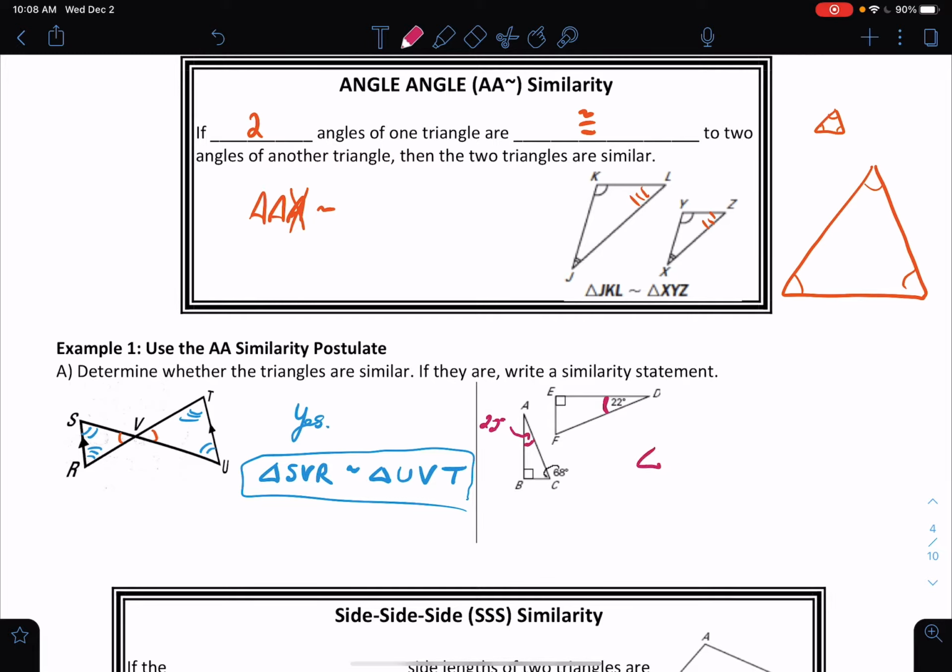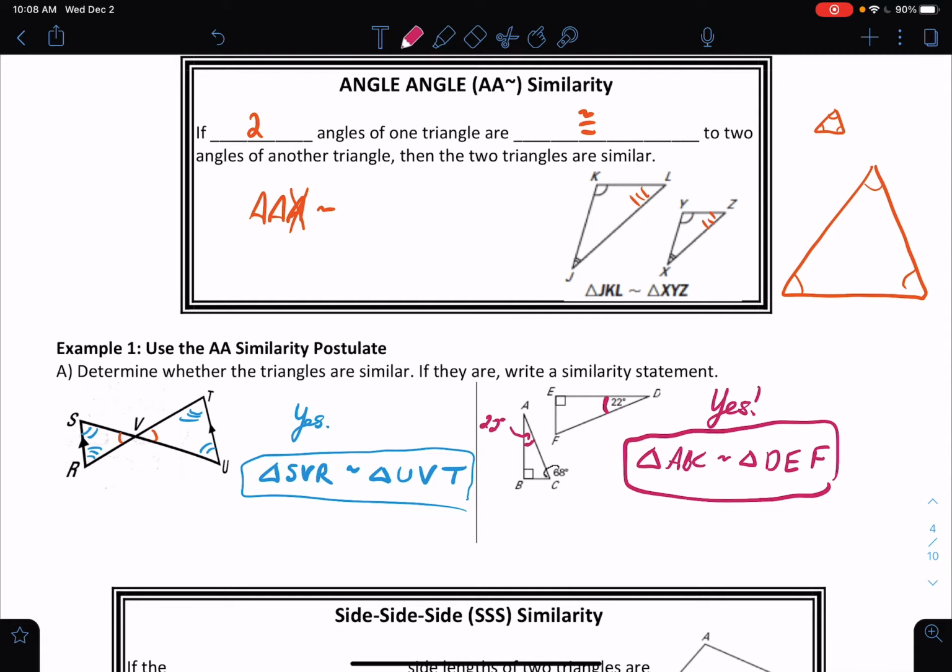So if I say triangle ABC is similar to triangle, since I started with A, I have to start with D. B matches up with E, and then C matches up with F. So yes, on both of these I've got angle-angle similarity. That's the first similarity theorem to prove that triangles are similar.